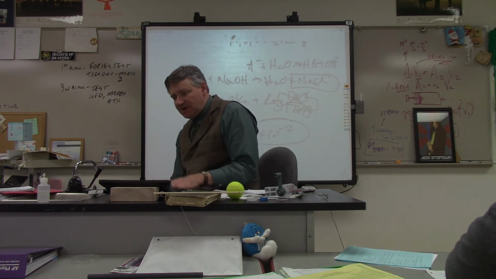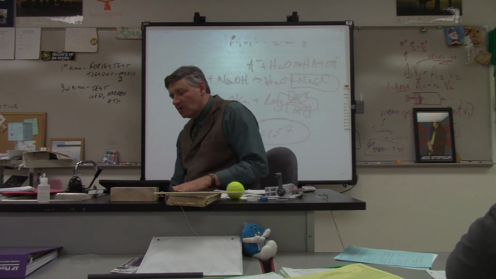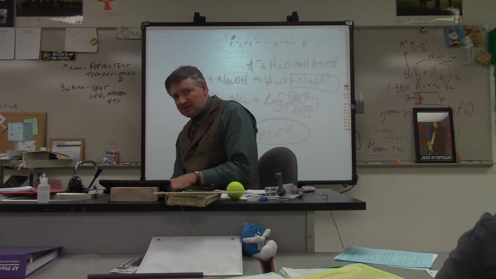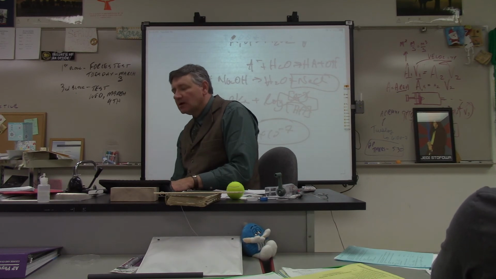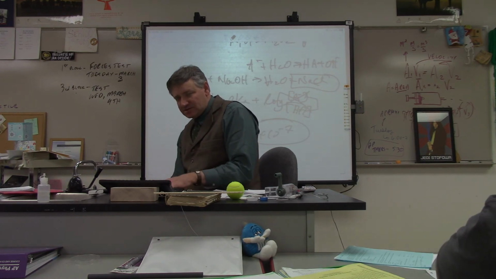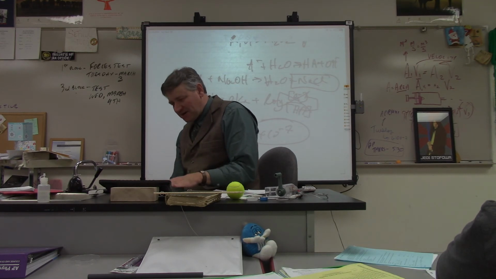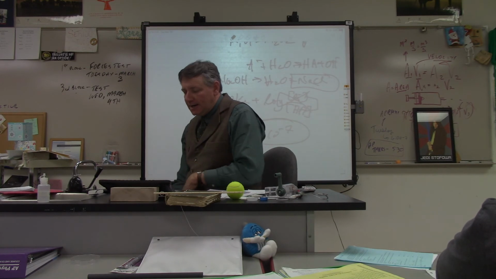As the strength of an acid decreases, what happens to the strength of the conjugate base? It increases, right? Because Ka times Kb gets you 1 times 10 to the negative 14th. That is the auto-ionization constant of water.